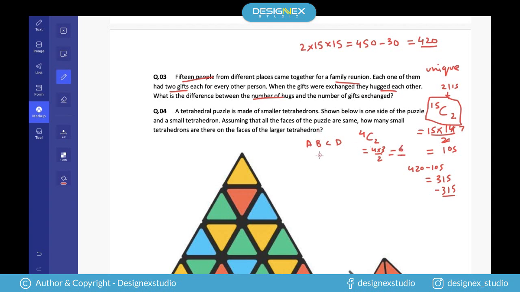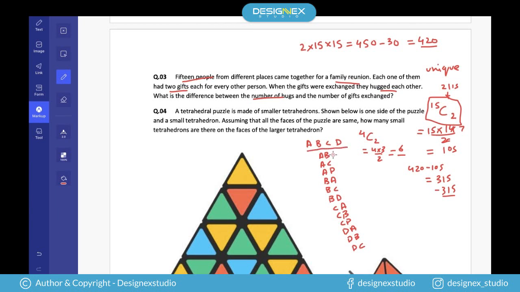Here also let's see. A hugs B, A hugs C, A hugs D. Then B hugs A, B hugs C, B hugs D. Now C hugs A, C hugs B, C hugs D. Now D hugs A, D hugs B, D hugs C. These many outcomes are there, showing how A, B, C, D are hugging each other.